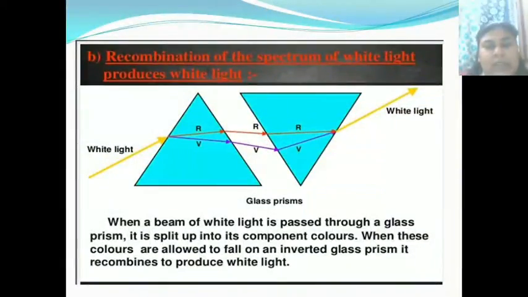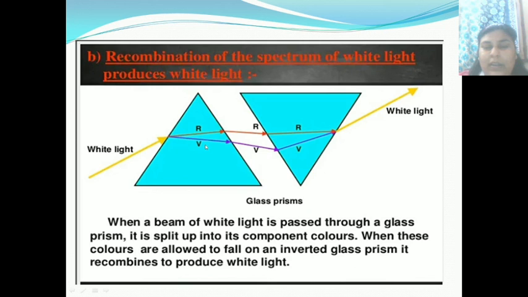Now the next phenomenon is that the combination of the spectrum of white light produces white light. What is recombination? When Newton discovered dispersion, white light passing through a glass prism split into its constituent colors. Newton also said that the reverse of dispersion is also true. It means that when we pass these constituent colors of the spectrum through a prism, after refraction we get white light. This is known as recombination, the reverse of dispersion. So what is the process for recombination? For recombination we have to put a glass prism in as well.